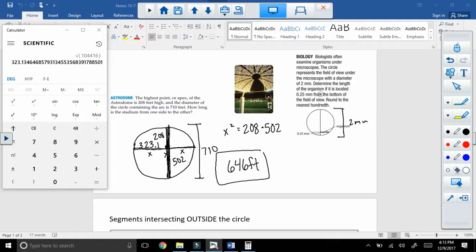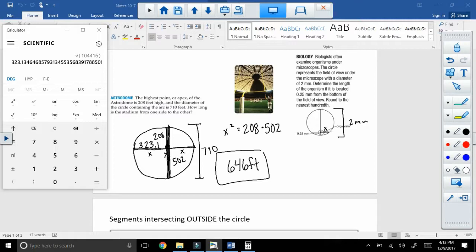Determine the length of the organism if it's located 0.25 millimeters from the bottom of the field of view. Round to the nearest hundredth. So I'm just finding this part again. This is a lot like this one, except the circle's a little nicer than the one I drew.